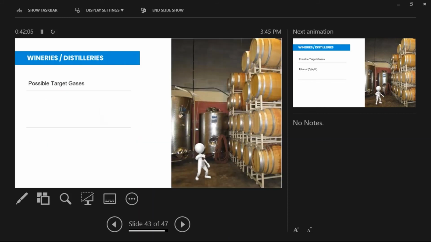Wineries and distilleries, all the new microbreweries open up, the new micro wineries. Ethanol is how they begin the fermentation process for the micro distilleries that are opening up. And ethanol is highly flammable, very unstable. So it has to be monitored, and it's heavier than the ambient atmosphere. So the sensor has to be down near the floor.